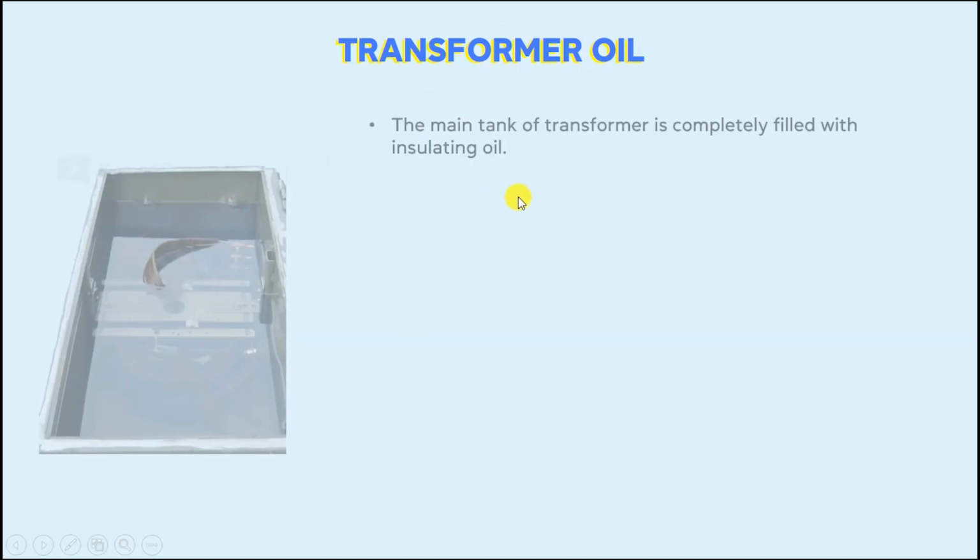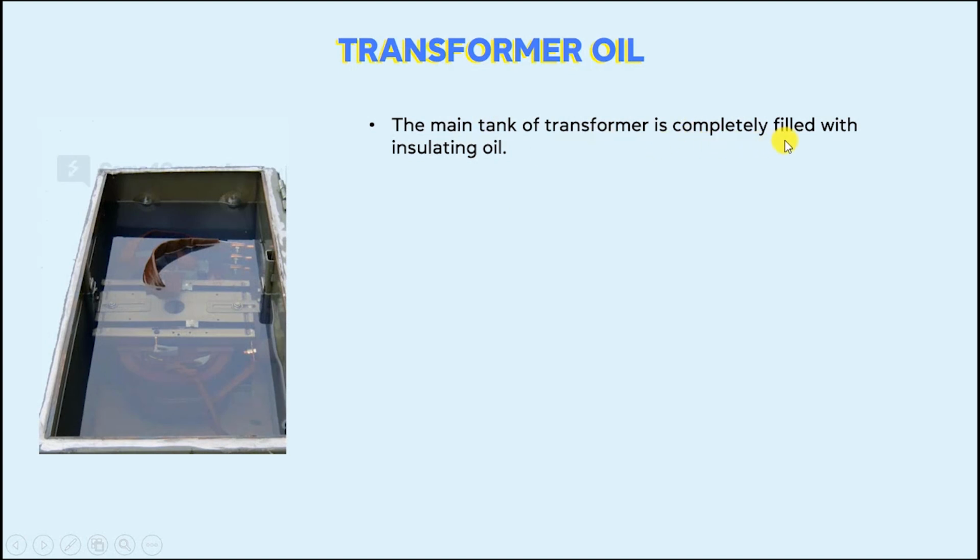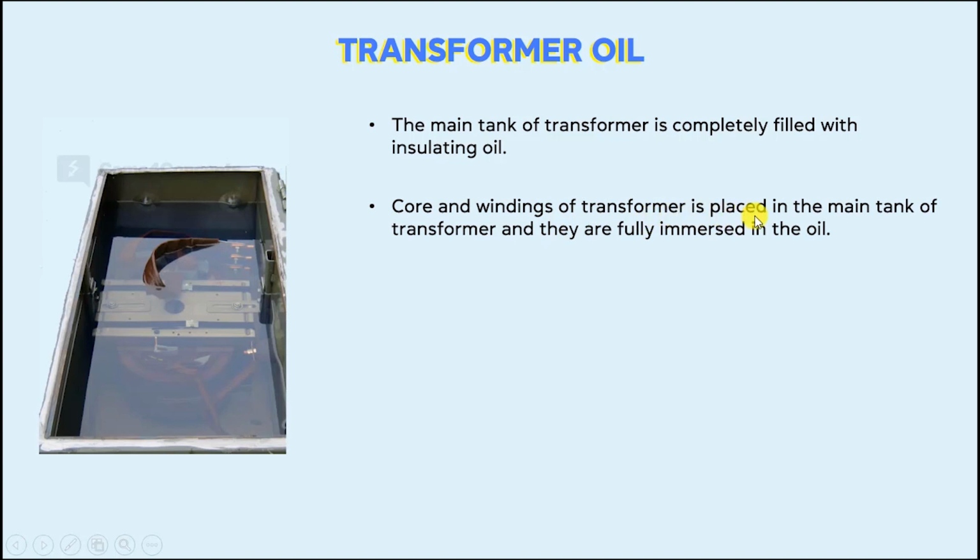Transformer oil, and it is very important in the transformer. The main tank of transformer is completely filled with insulating oil. The core and windings of transformer is placed in the main tank of transformer and they are fully immersed in the oil. So the core and windings of transformers are fully dipped in the oil which are present in the main tank of transformer. The main purpose of oil is to cool and insulate a transformer.